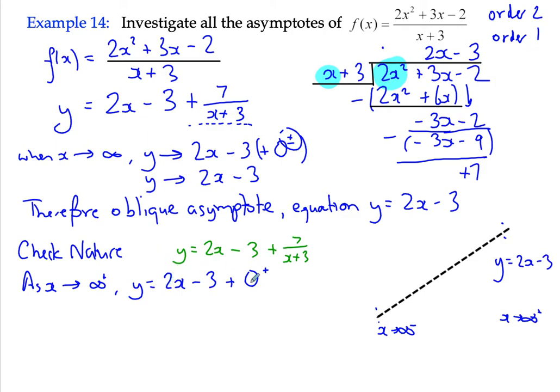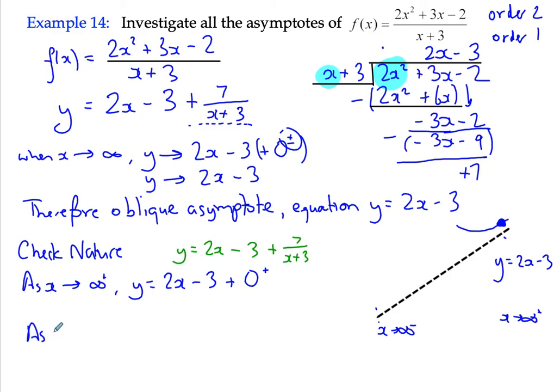In other words, as x gets large and positive, the y coordinate follows the rule 2x minus 3, so it should be on that line, except the plus 0 bit takes it just fractionally above y equals 2x minus 3. In other words, the curve is going to tend towards the asymptote and stay above it.